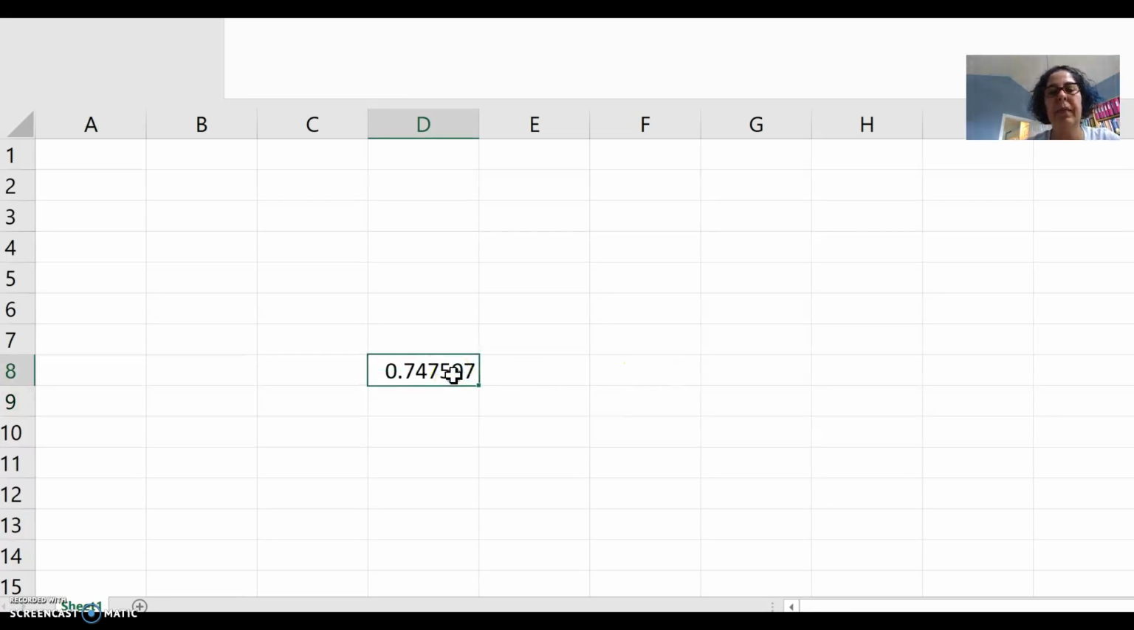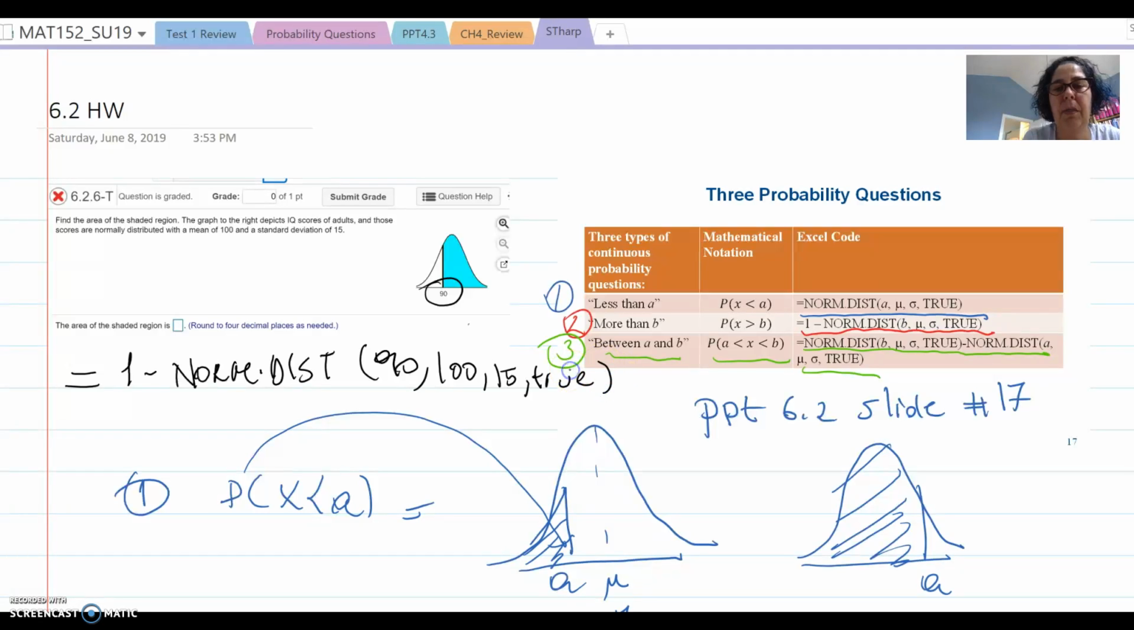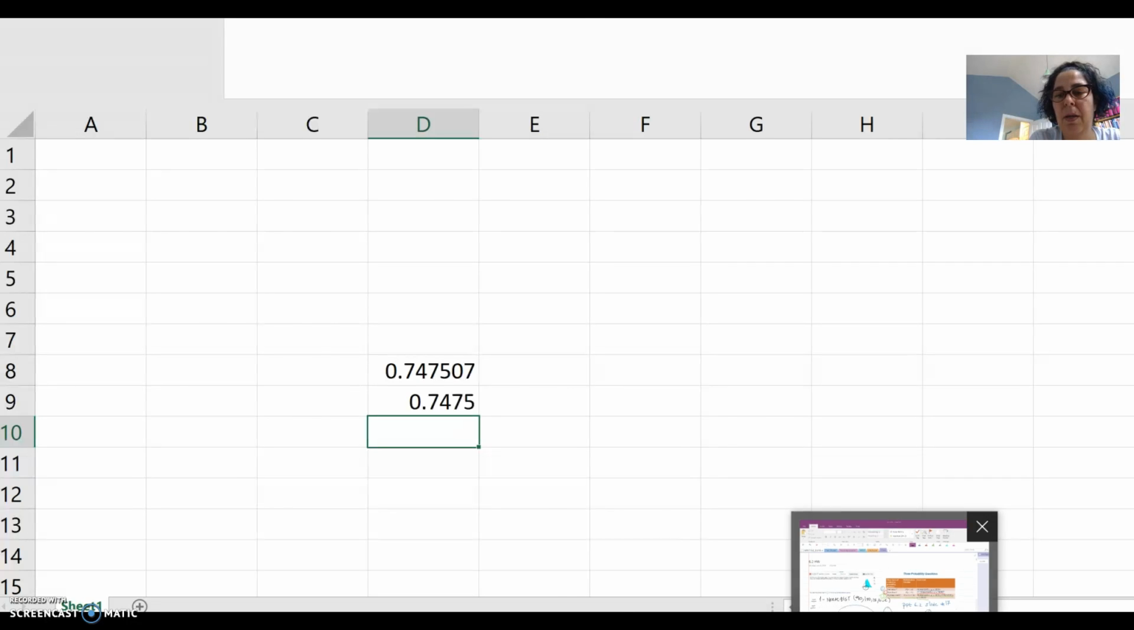Enter. So I believe if you enter 0.7475, your answer will be accepted on MyStatLab. Try that. So 1 minus norm dist, 90, 100, 15, I forgot the last part, true. That's why we ask you to write note cards, because those things are not possible to remember. I don't even remember that, honestly. So your answer will be, go back to the Excel screen, 0.7475.